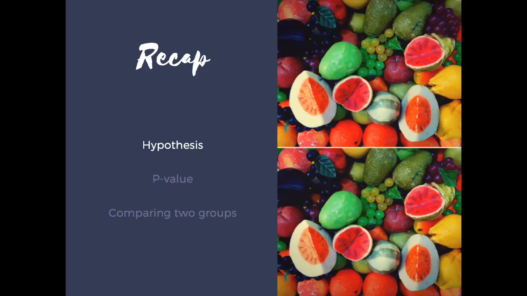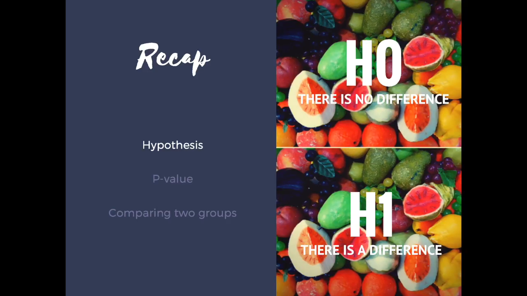So last week, we covered the hypothesis. So there is the null hypothesis, the H0, and the alternative hypothesis, which is the H1. The null hypothesis states that there is no difference, and the alternative hypothesis states that there is a difference.